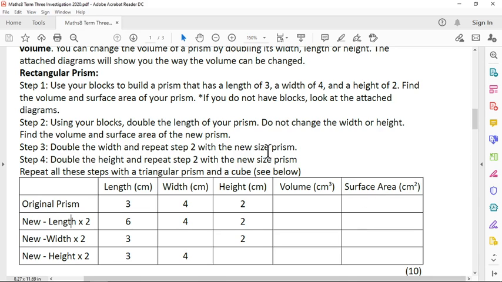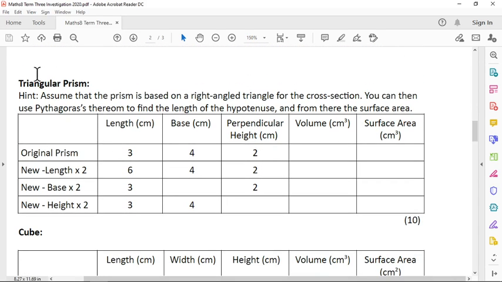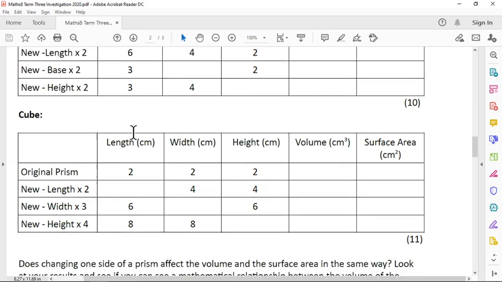Now, I want to go past this triangular prism because this triangular prism is the hard one, so we're going to leave the hard one for last. Let's do the cube, which is easy.